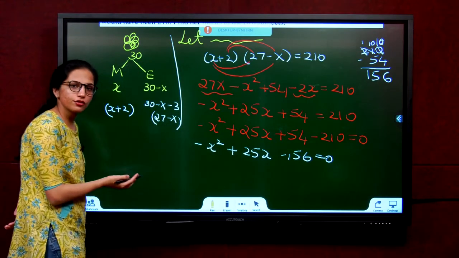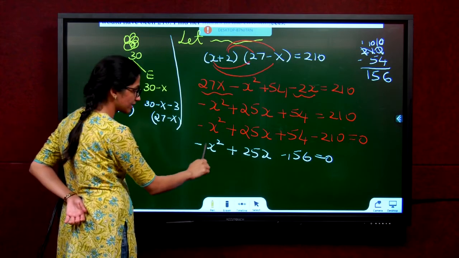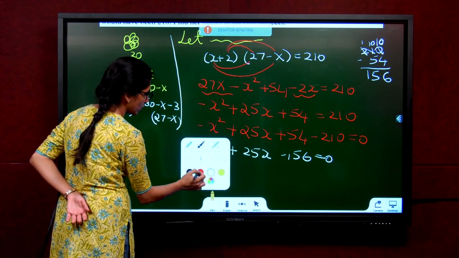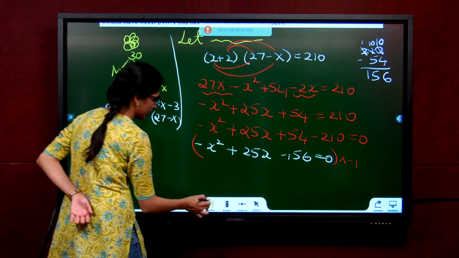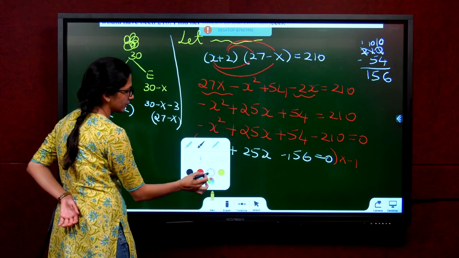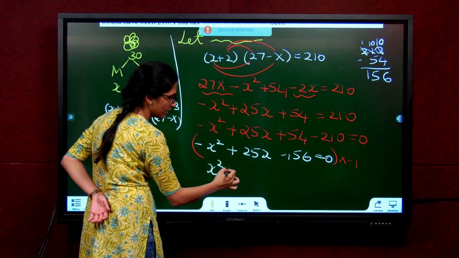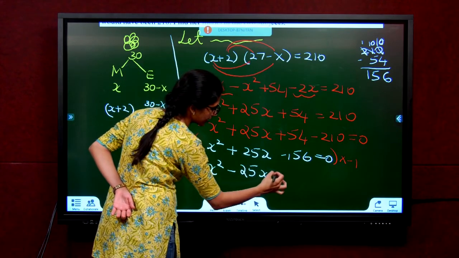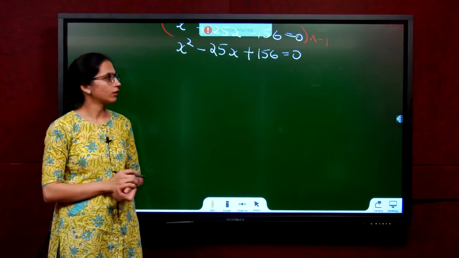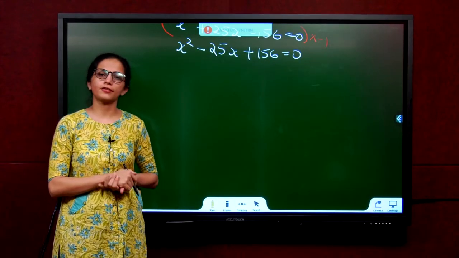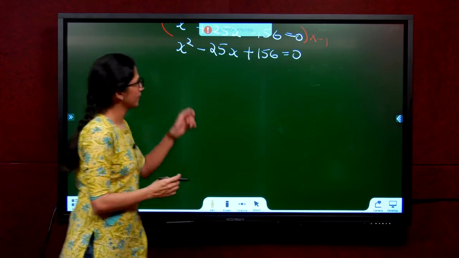You can continue to solve further as it is, but we know it is good practice to keep the first x square term positive. So we will multiply the whole equation with minus 1. So what happens now? You get x square minus 25x plus 156 is 0. Now you can either go for the formula technique or factorization. We'll try factorization. If we cannot split, we'll go for formula.